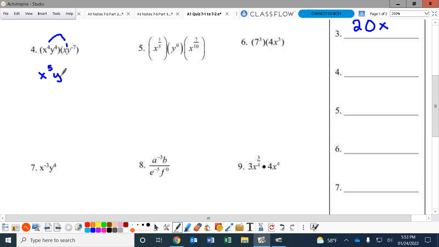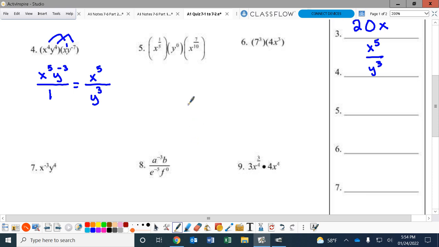For the y's, that's going to be 4 and negative 7, which is going to give you y to the negative 3rd. You can't have a negative exponent in your answer, so you start by drawing your fraction bar. The x alphabetically comes first. It is a positive exponent, so it's going to stay on top. The y needs to move to the bottom. When you move it to the bottom, it goes from a negative 3 to a positive 3. You know you're done because there's no like bases and you have no negative exponents. So it's going to be x to the 5th over y to the 3rd.